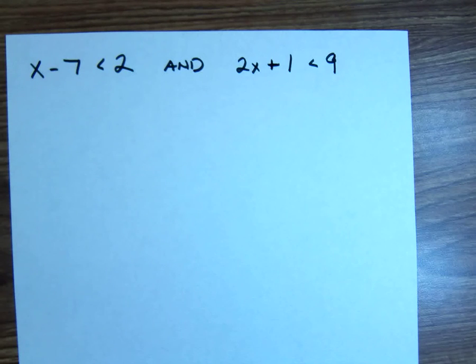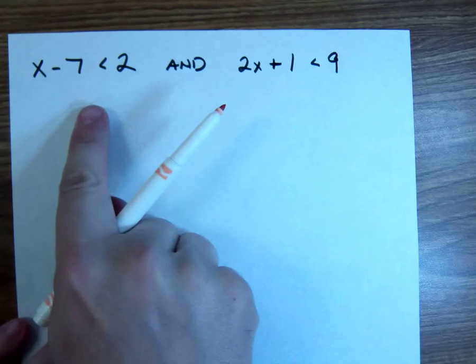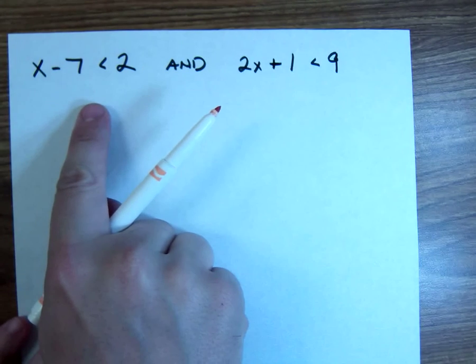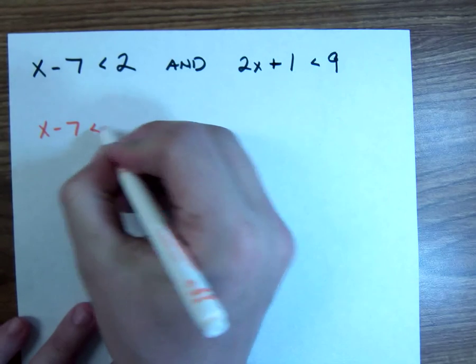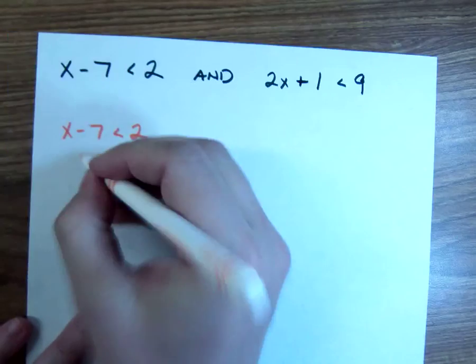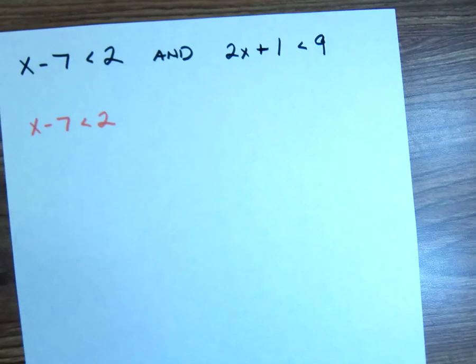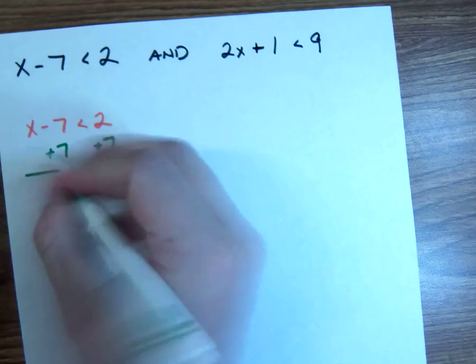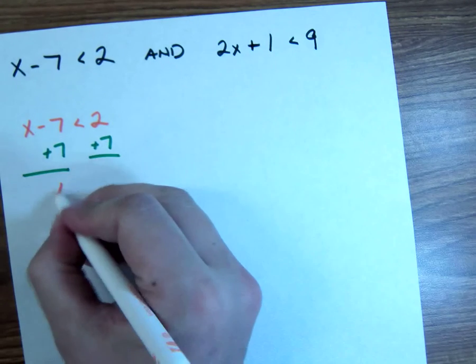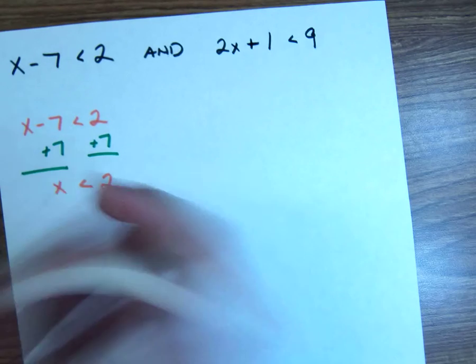Okay, so I'm sure, even if you don't remember sets, that you remember how to solve these inequalities, right? No. Inequalities function almost exactly the same as solving equations. So if I start with x minus 7 less than 2 and I want to solve that, it means get x by itself. So I would just add 7 to both sides. And I get x is less than 9.